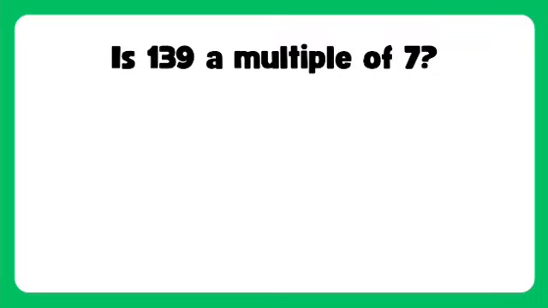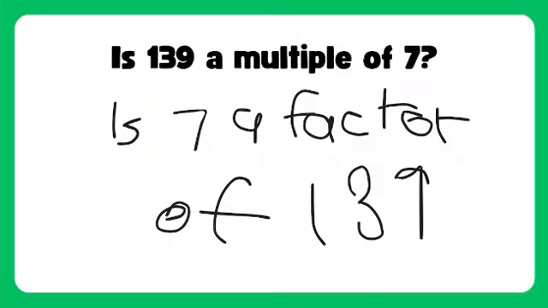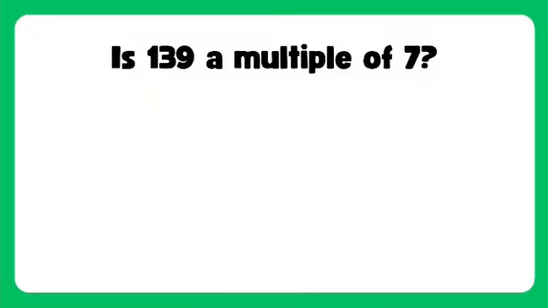So we are just going to start off with the examples. The first one is, is 139 a multiple of 7? We are actually going to do what we had done for the factors. We learned the division rules, so we are just going to be using those. Instead of thinking is 139 a multiple of 7, we are going to be saying is 7 a factor of 139. We can just do this instead, and that's how we are going to solve this.